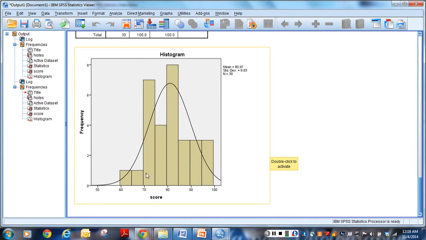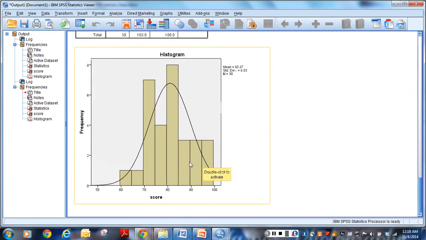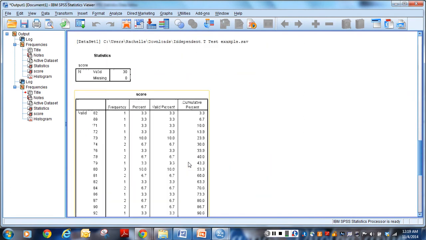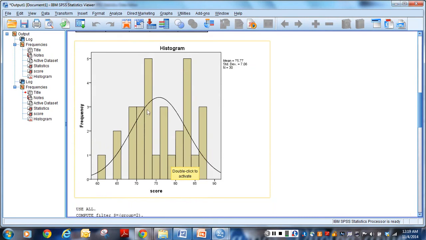So now notice, although this normal curve right here is shorter, it's a little shorter and a little fatter than our other normal curve. But in terms of normality, it's not an issue, okay? Because again, remember, we want to see how symmetrical our distribution is, and this is pretty symmetrical.